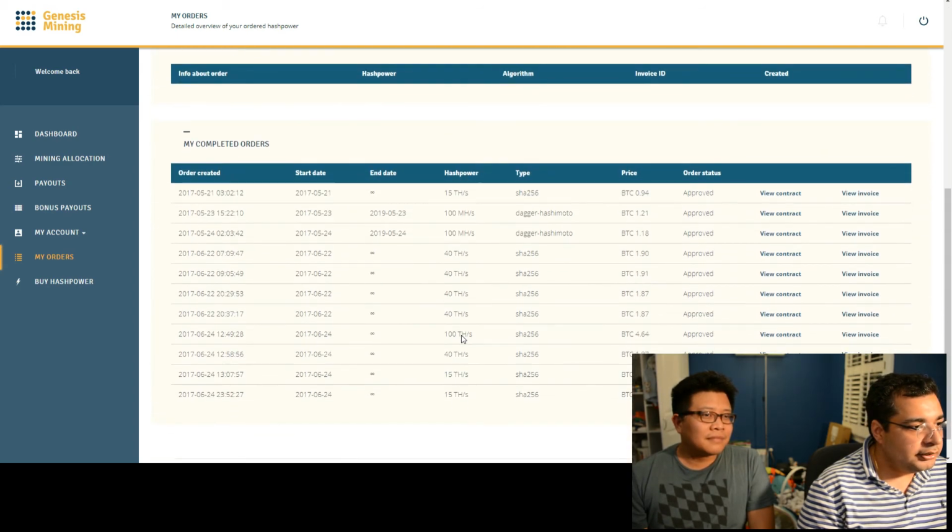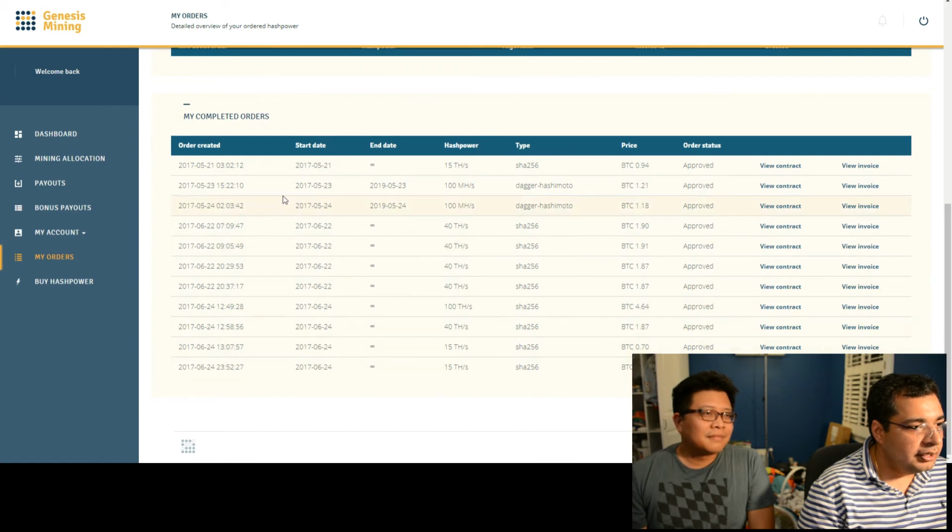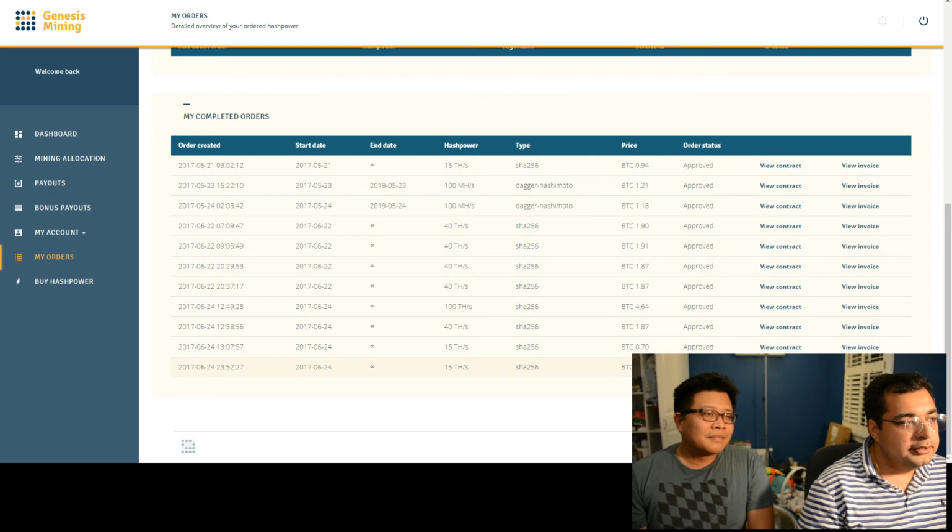So these are my contracts. You can see that my first contract was for 15 terahashes, and I paid with 0.94 Bitcoin. And then it goes all the way out to the last contract. I bought another 15 terahashes at 0.74 Bitcoin. So Bitcoin prices fluctuate, and if you pay with Bitcoin, you can get orders ready and essentially be able to start mining right away.